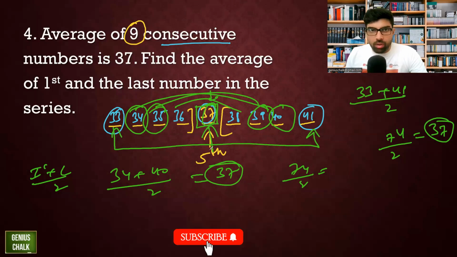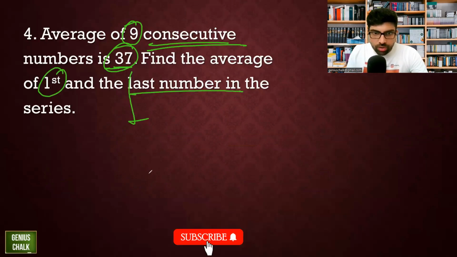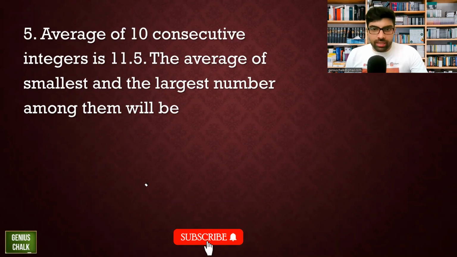So what you have to remember now: whenever consecutive things are given, its average is already given. Then if first and last are asked, the answer will always be the same value, because the average of first and last, second and second last, all are the same. So 37 is my answer. Let's have the next question.